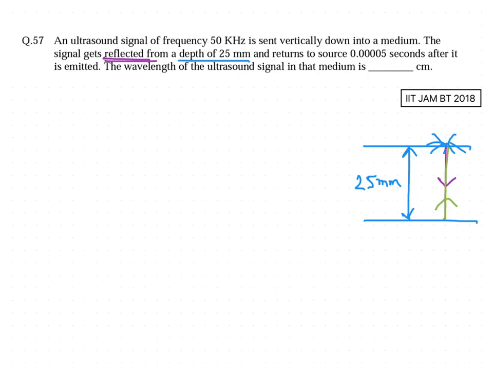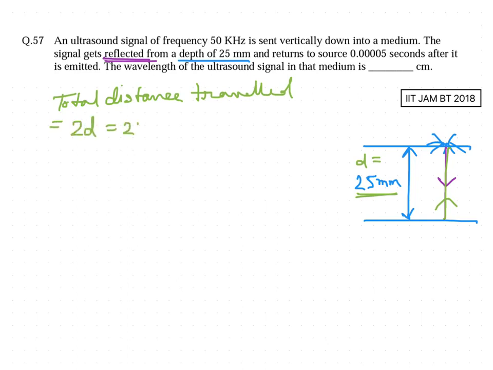Okay, so the total distance traveled by the signal is, if this is d, if d equal 25 mm, then the total distance traveled is 2d. That is 2 times 25 mm, that is 50 mm, that is 5 centimeter.